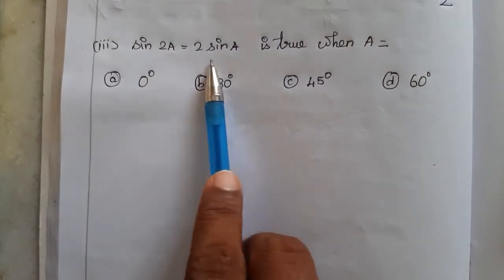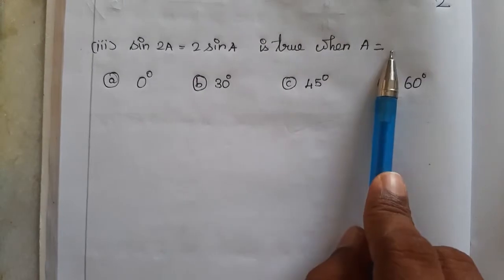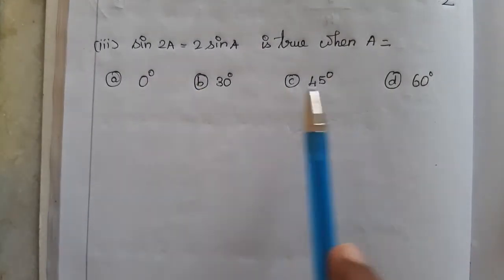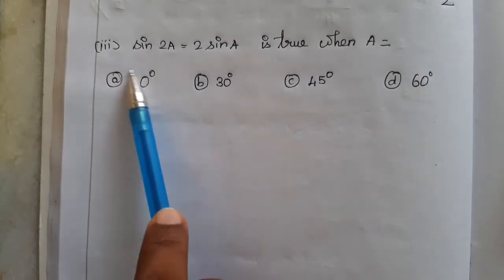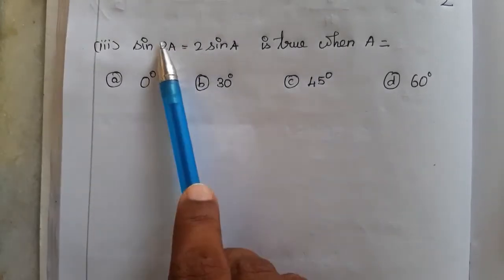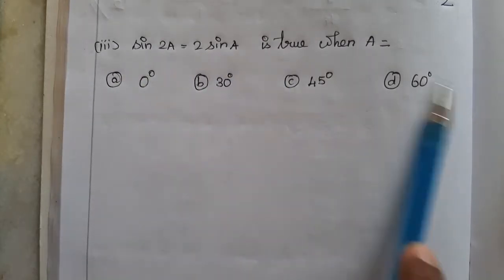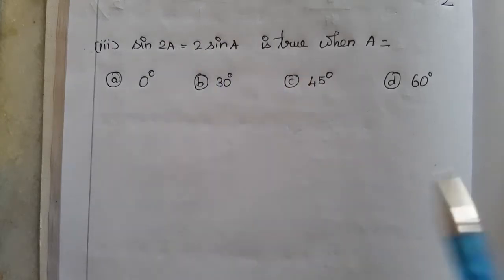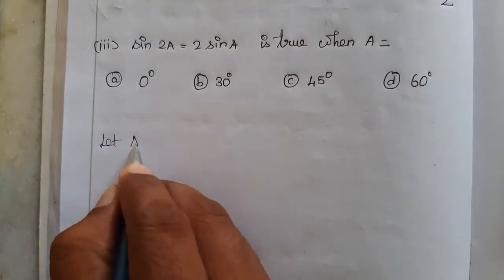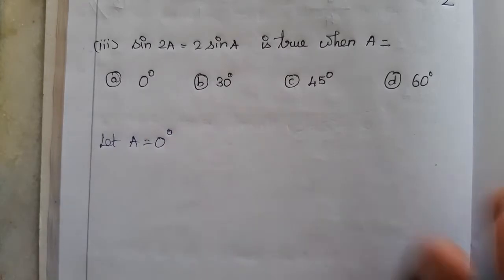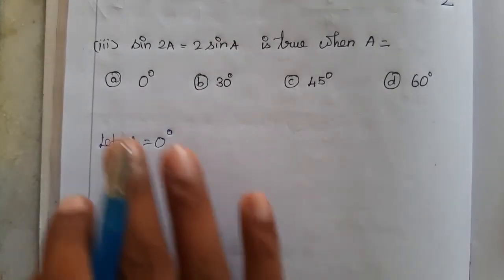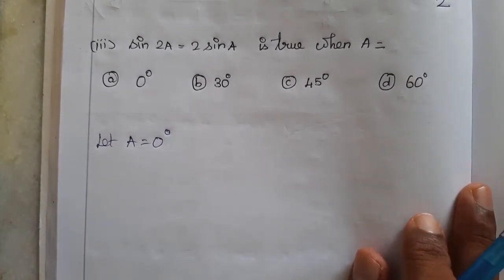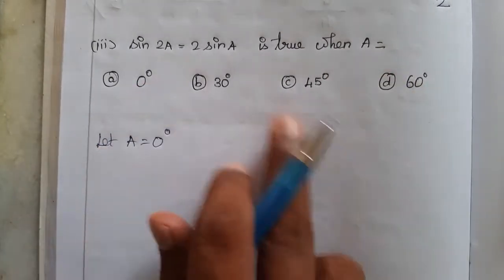So here we go for the next one. Sine 2a is equal to 2 sine a is true when a is equal to. In this case we can easily find the answer, as just 4 options are there. Let me apply the values 0 here, 30 here, 45 here and 60 here. Any one of these values only will suit here. So let us consider a is equal to 0 here. This is one of the easiest methods to find the answer. Instead of applying everything, totally we have 5 specific angles, right? So 90 is missing, so we just apply these angles and check.